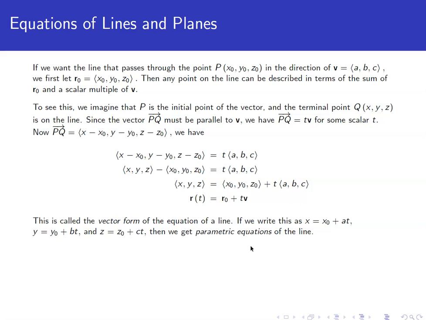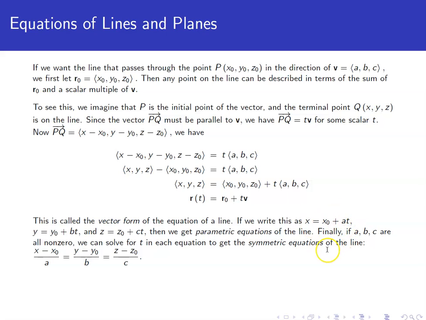We can also write this in what's more of a parametric form if we just look at each of the components separately. So combining the components on the right-hand side, you would get x naught plus at for the x component, y naught plus tb for the y component, z naught plus tc for the z component, and you can write those as parametric equations, and then we call those the parametric equations of the line.